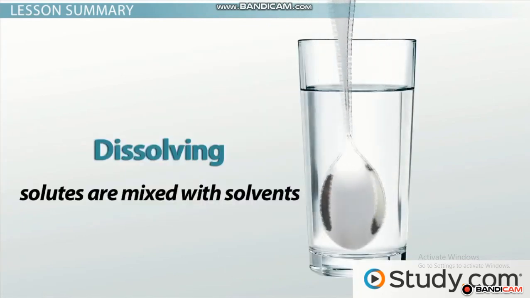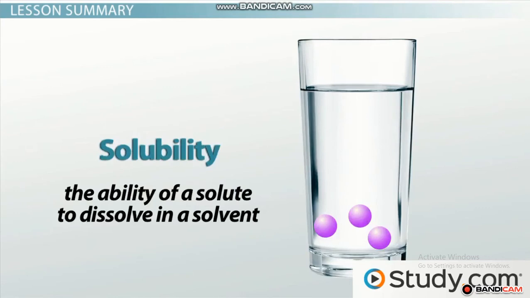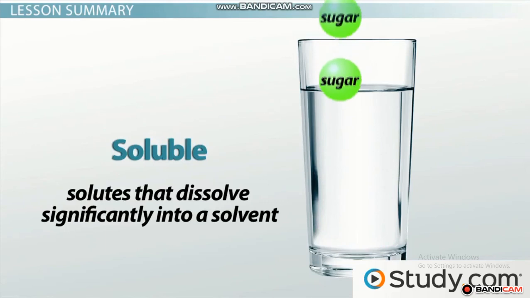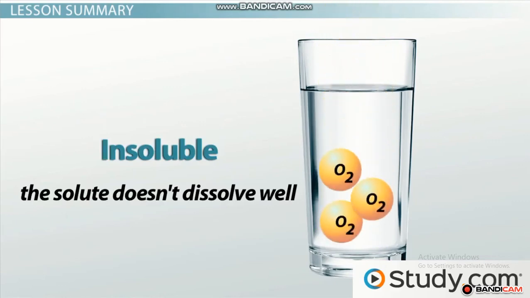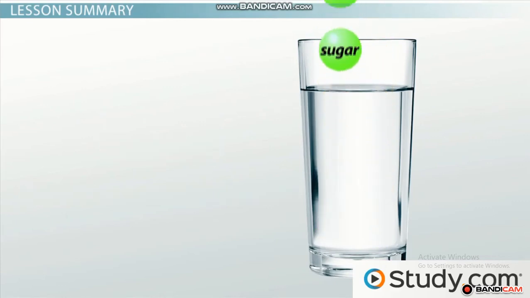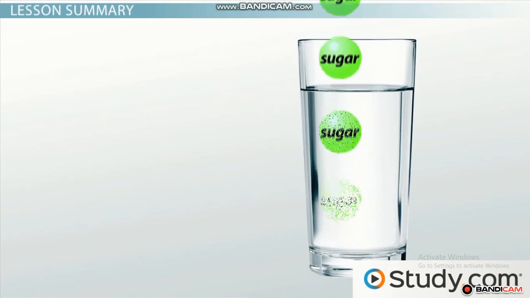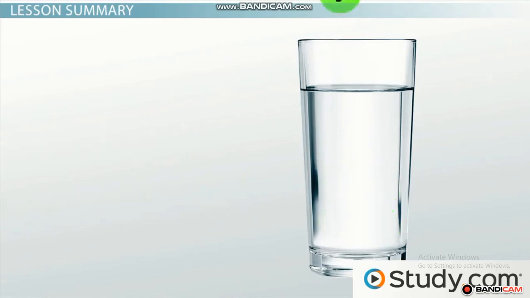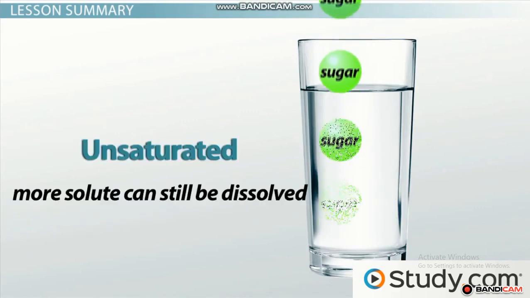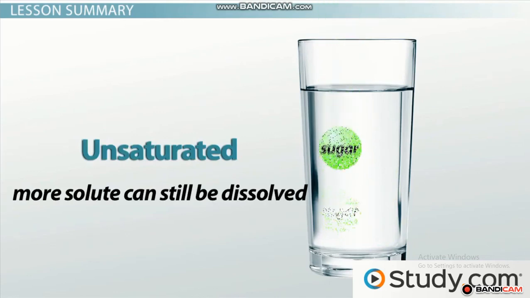Solutes are mixed with solvents by dissolving, and the ability of a solute to dissolve in a solvent is its solubility. Solutes that dissolve significantly into a solvent are said to be soluble, but if the solute doesn't dissolve well, then we say it's insoluble in that solvent. Even if a solute is soluble in a solution, there is a threshold for how much solute you can dissolve. If you reach the point where no more solute can be dissolved, then you have saturated the solution. Up until that point, though, your solution is unsaturated because more solute can still be dissolved by the solvent in your mixture.